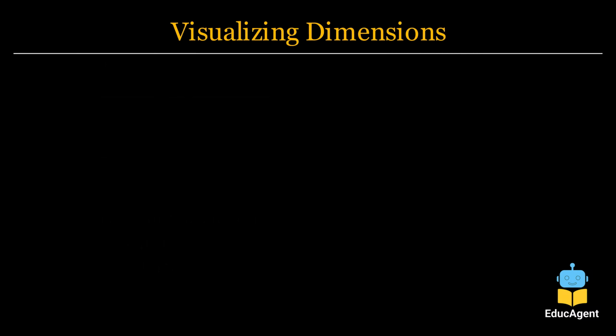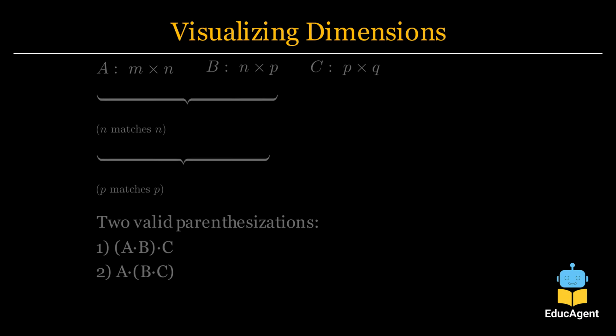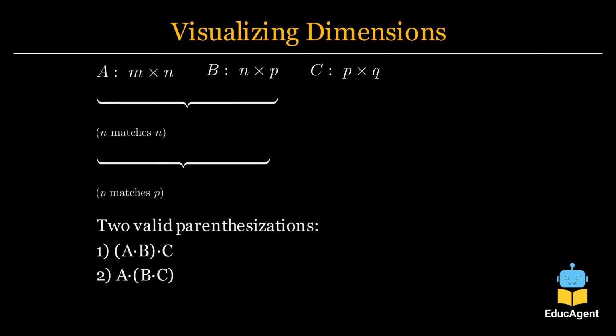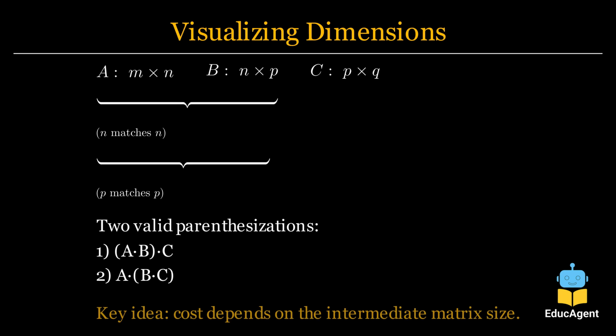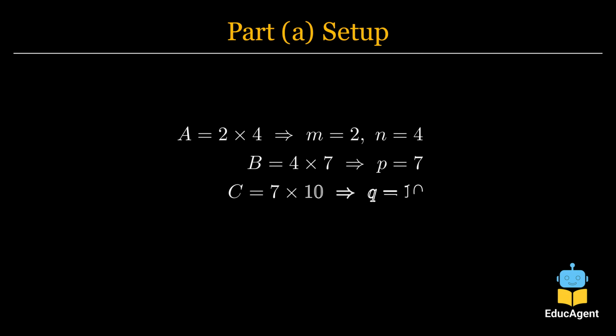Matrix multiplication is associative, so both parenthesizations give the same final M by Q matrix. But the intermediate matrix sizes change, and that changes the operation count. If we create a large intermediate matrix, we pay for it twice, once to build it, and again to multiply it. Let's plug in the specific sizes and compare total multiplication counts.